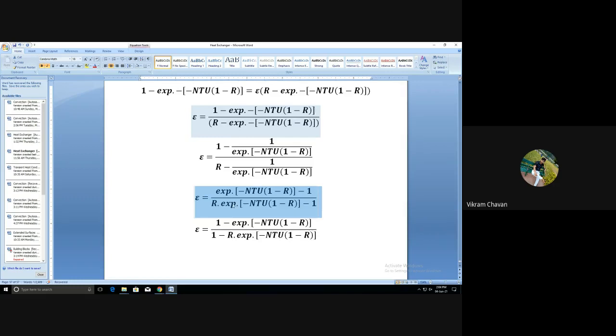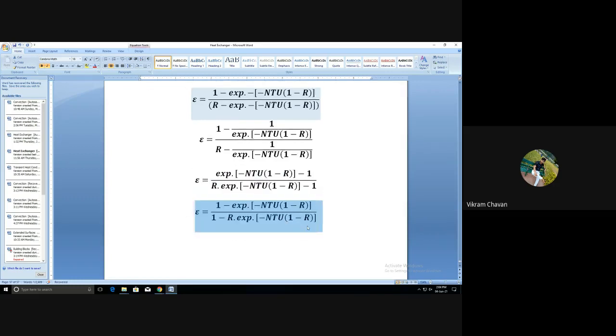Okay, so we will get the equation as effectiveness is equal to 1 minus exponential of minus NTU inside bracket 1 minus r bracket complete square bracket complete whole divided by 1 minus r exponential of inside bracket minus NTU inside bracket 1 minus r bracket complete square bracket complete. Okay, so this is the final equation we required for the effectiveness of the counter flow heat exchanger.